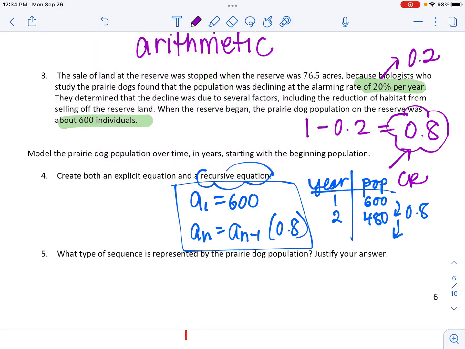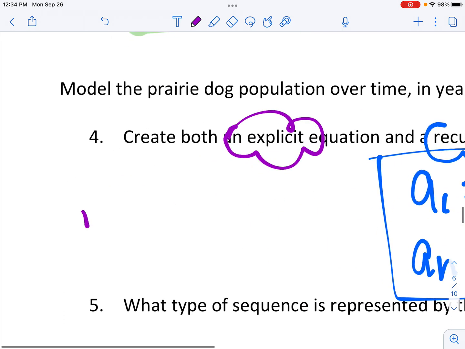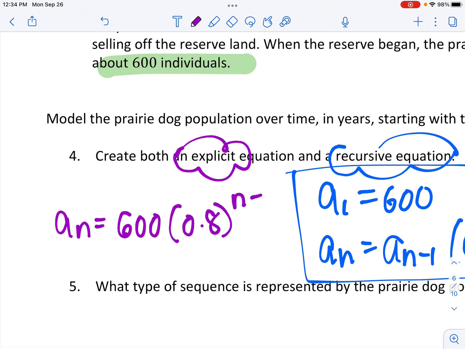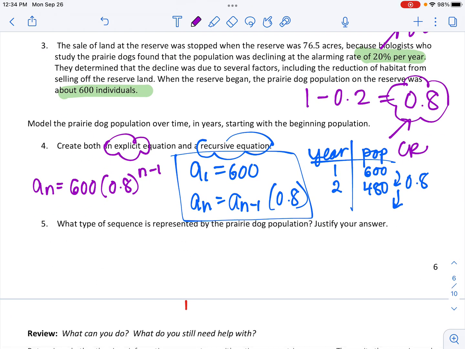If we go to explicit, this is geometric. And when it's geometric, you have first term times your ratio. And since we're starting at year 1, it'll be the n minus 1 power. If it was year 0, it'd be to the n power. What type of sequence is represented? Geometric, because we're multiplying by 0.8. There's a common ratio of 0.8.